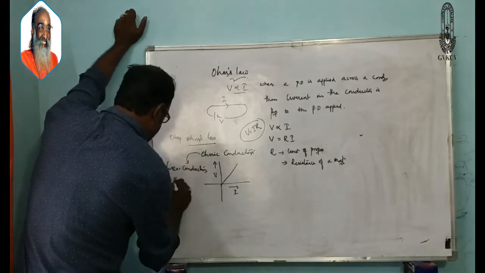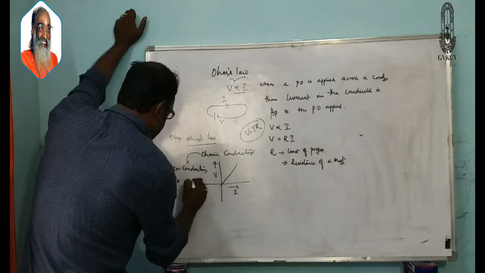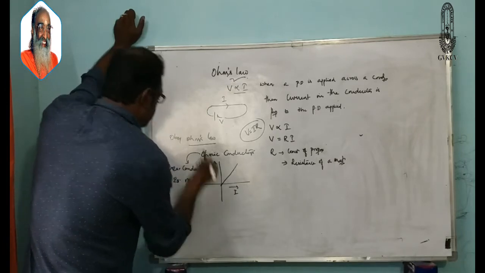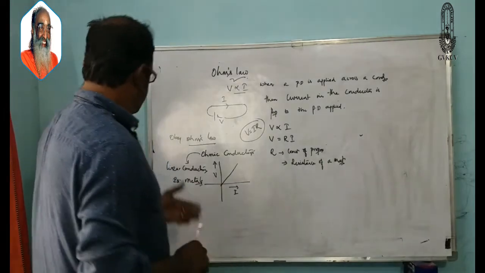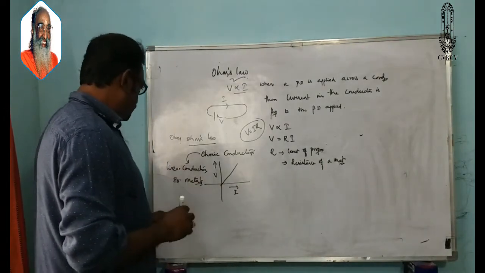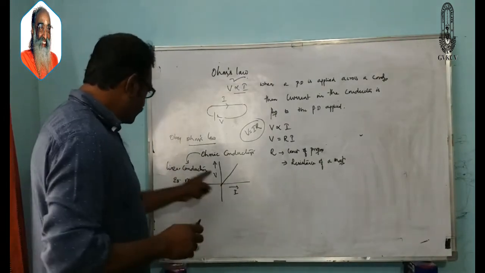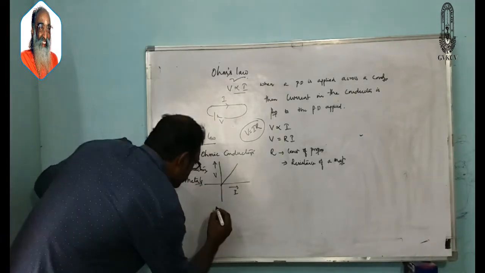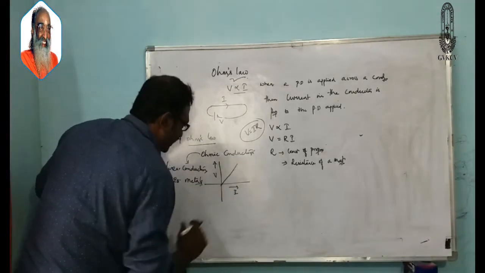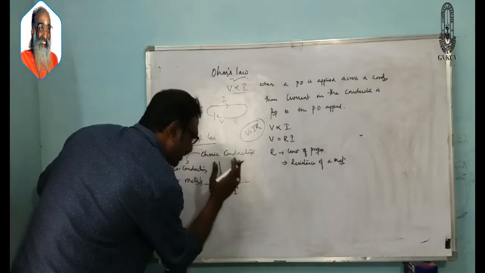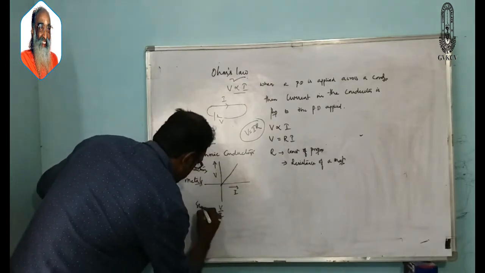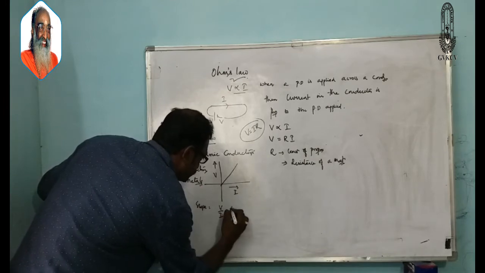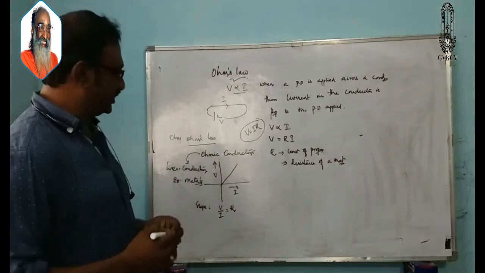An example for this is metals. Most of the metals obey Ohm's law, so the best example for this is the metals. And from this graph, we find the slope of the graph, that means the y-intercept by the x-intercept, V by I. The slope of the graph, V by I, gives the resistance of a material.